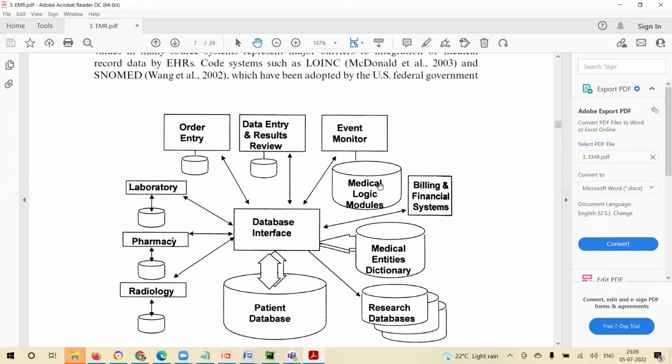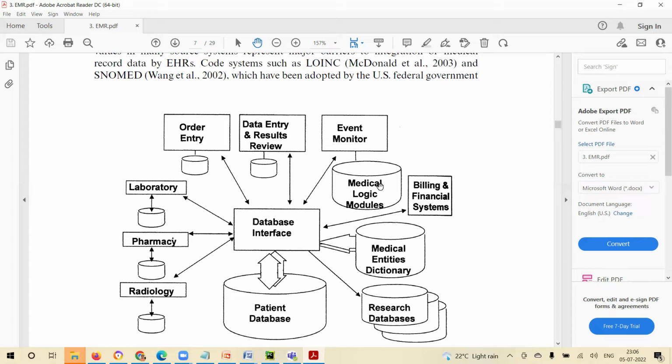Then you have the medical entities dictionary. All the medical related stuff is also in a database, so you can get it. The financial and billing system is also called practice management. What you see here in the center is called EHR or EMR. The billing and financial system is called PM, practice management. It is to manage your practice, which basically means money, financial transactions. So your practice management will talk to the insurance company that we discussed the other day, right?